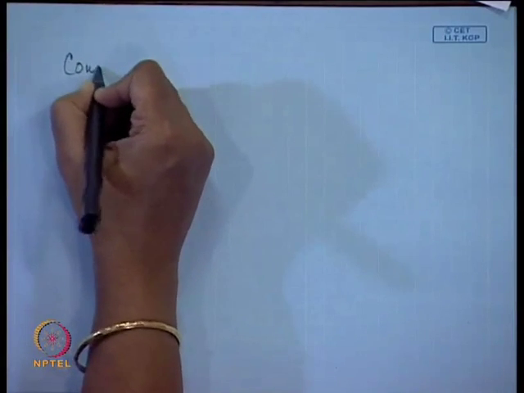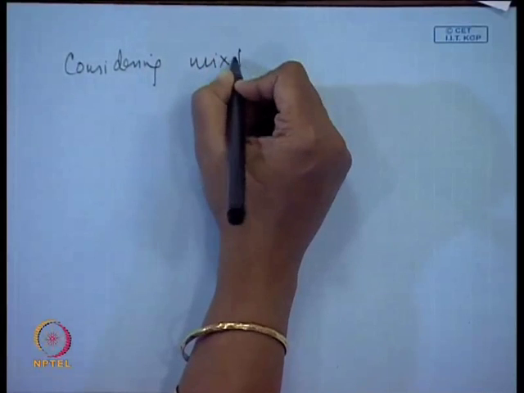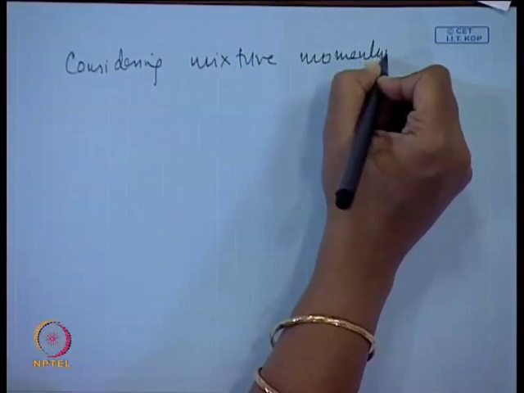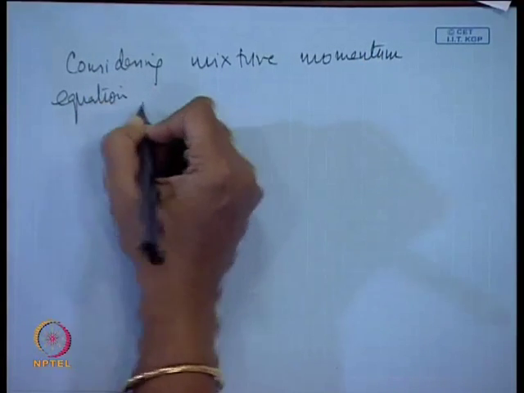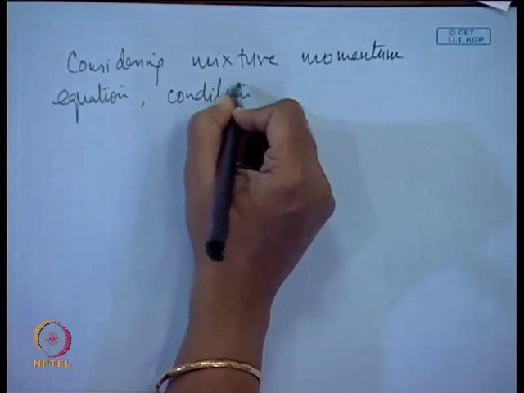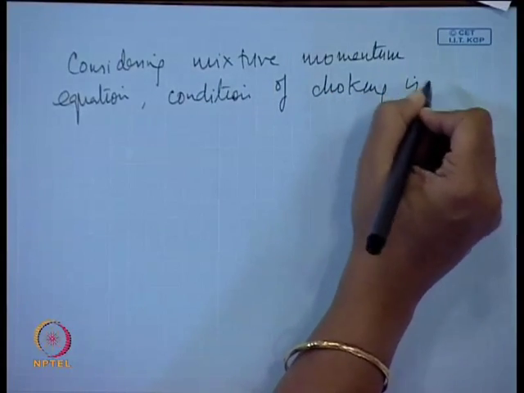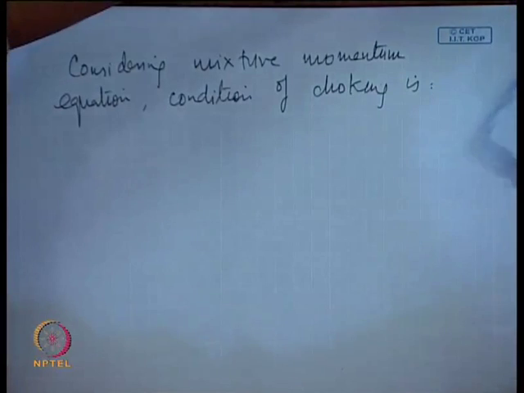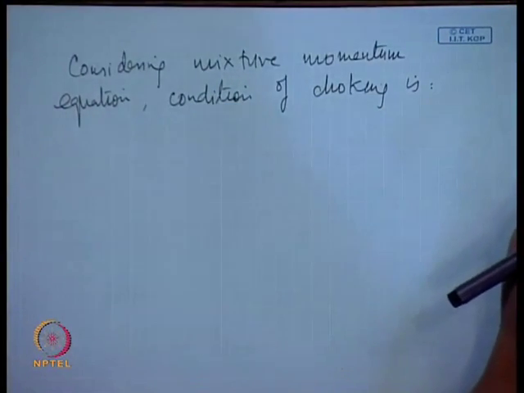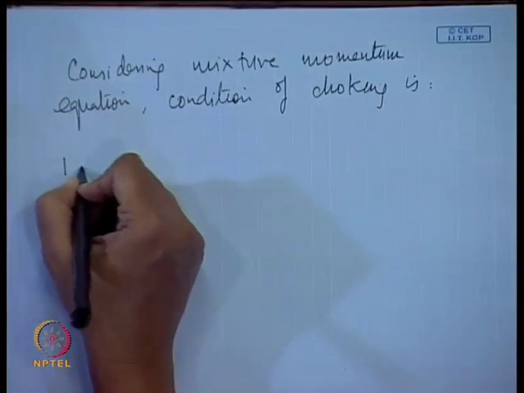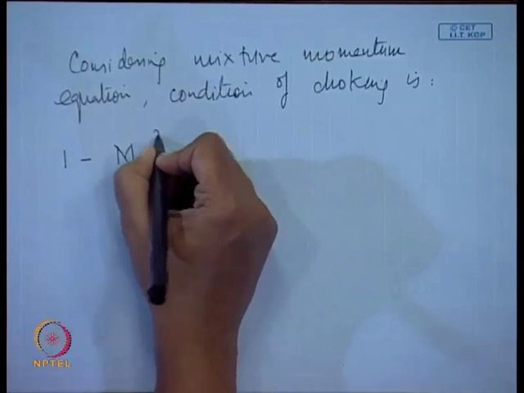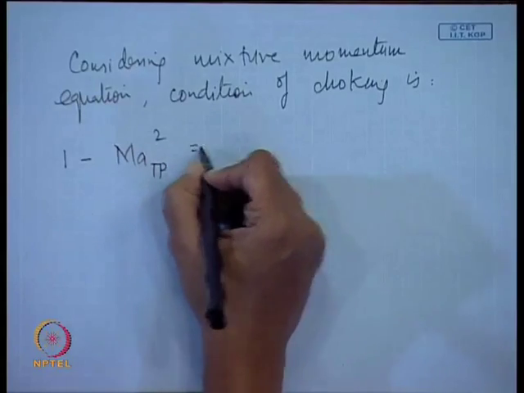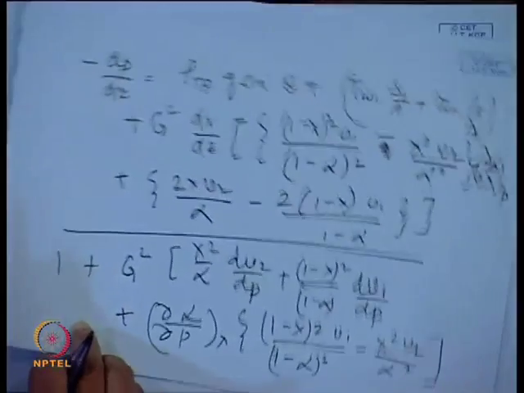Isn't it? So, therefore, now what I am going to do, I am going to deduce the condition of choking from the two fluid model considering the mixture momentum equation. Okay? So, considering the mixture momentum equation, condition of choking. What is the condition of choking by considering the mixture momentum equation? We find that in this particular case, naturally this becomes 1 minus MATP square. This is the two phase Mach number. This should be equal to the denominator which I had obtained in this particular case.